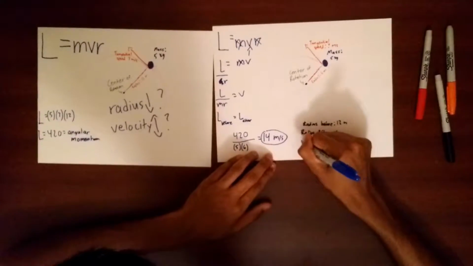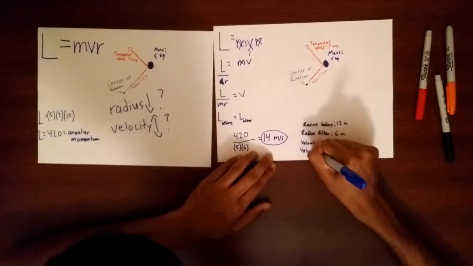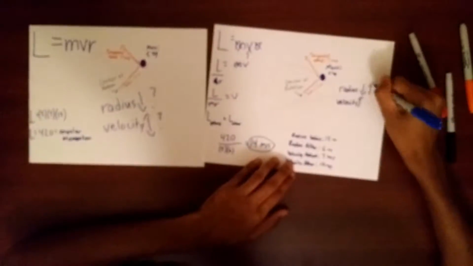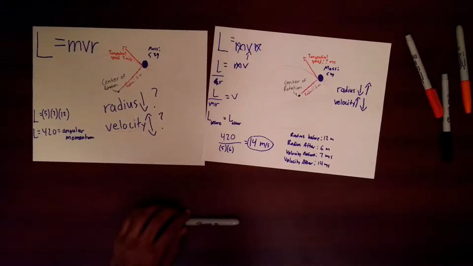With this, we can see that as the radius decreases, velocity increases. This shows us that radius and velocity are inversely proportional to each other.